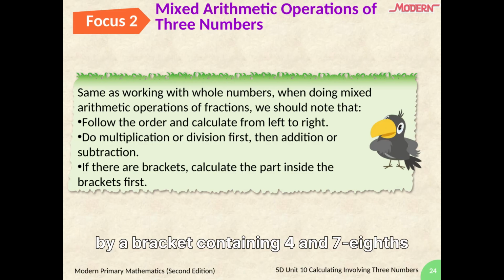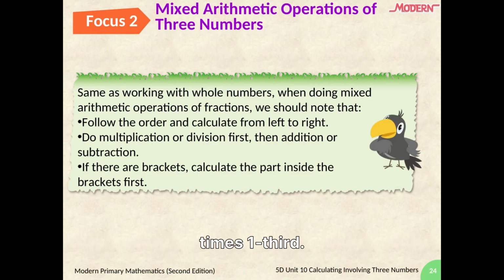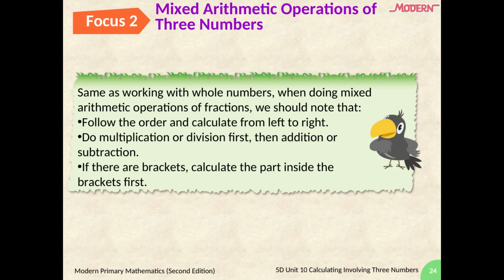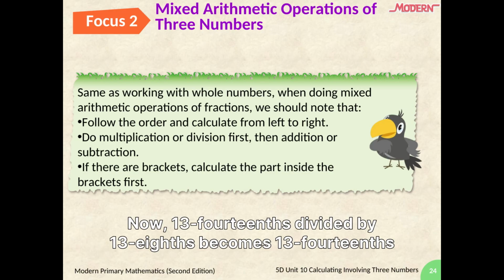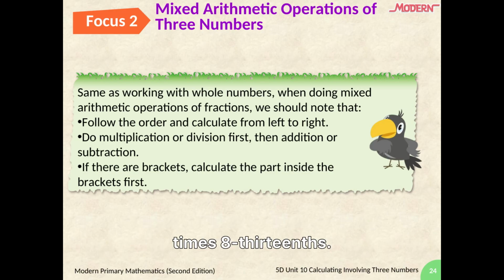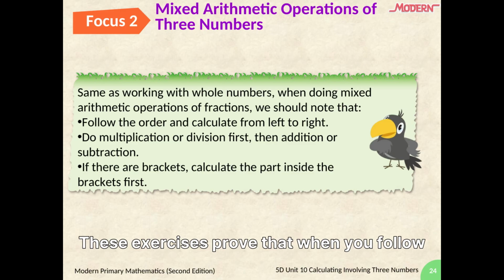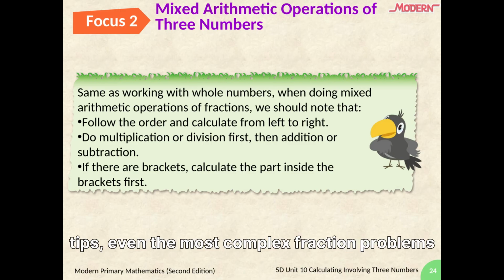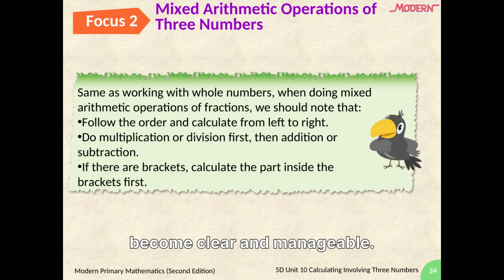13/14 divided by a bracket containing 4 and 7/8 times 1/3. Brackets first. 39/8 times 1/3 simplifies to 13/8. Now 13/14 divided by 13/8 becomes 13/14 times 8/13. The 13s cancel out perfectly. 8 and 14 simplify to 4 and 7. Final answer, 4/7. These exercises prove that when you follow the thinking way and use your know-how tips, even the most complex fraction problems become clear and manageable.